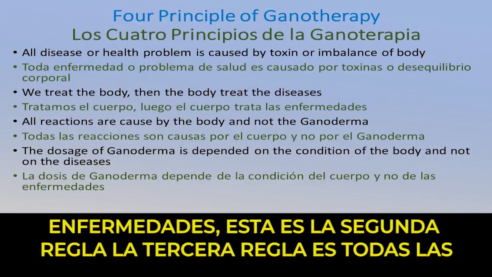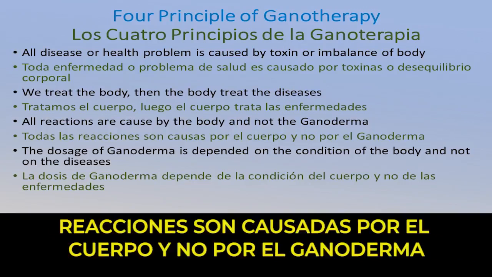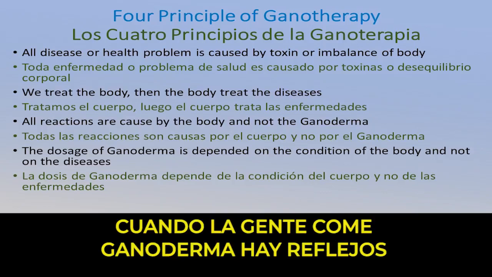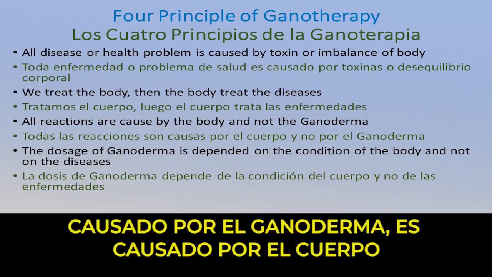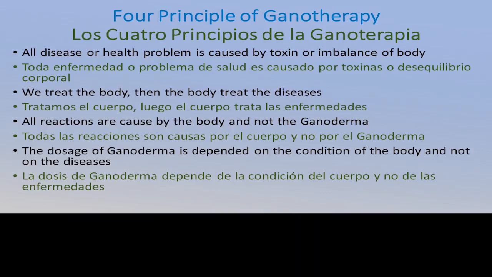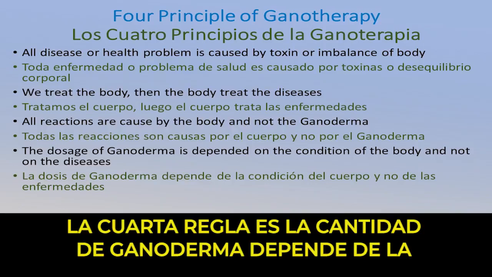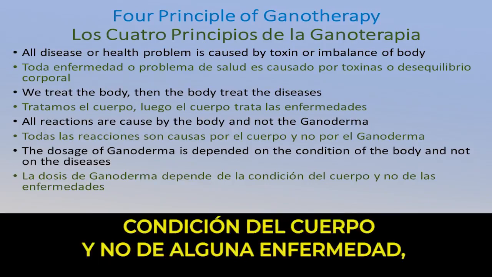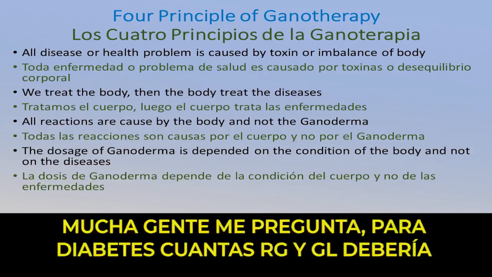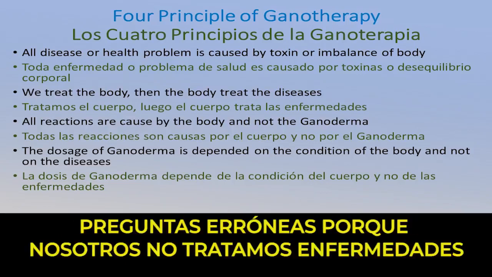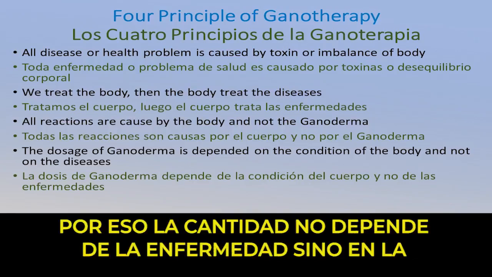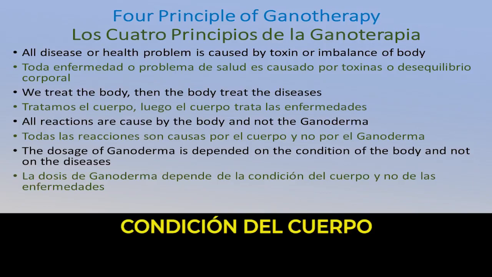The third rule is that all reactions are caused by the body and not Ganoderma. When people take Ganoderma, there are a lot of ailments, reflections, reactions, then they get worried. Do not get worried. This is not caused by Ganoderma. It is caused by the body. The fourth rule is that the dosage of Ganoderma depends on the condition of the body and not on the disease. Many people ask me, for diabetes, how many RGGL should we take? How many spirulina should we take? These are wrong questions, because we do not treat disease. That's why our dosage does not depend on the diseases, but on the condition of the body.